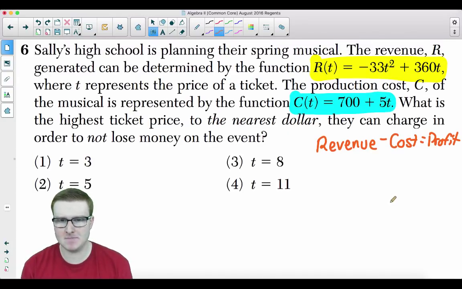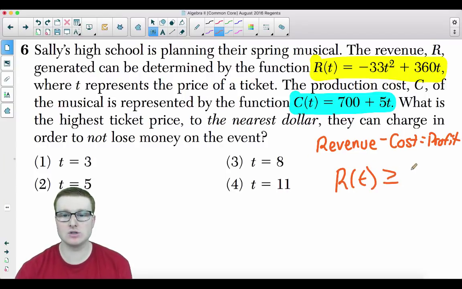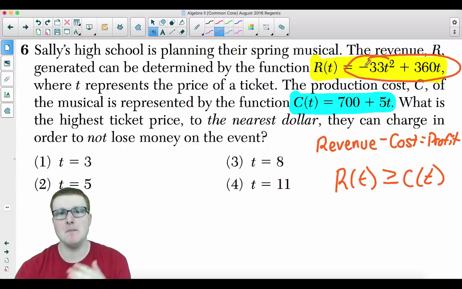So here's what we've got to do. We want the revenue function to be greater than or equal to the cost function. What does that mean? Well, the revenue function, this function up here, must be greater than the cost function or equal to the cost function in order to not lose money. They don't want to lose any money.